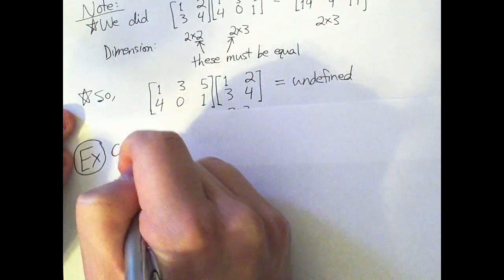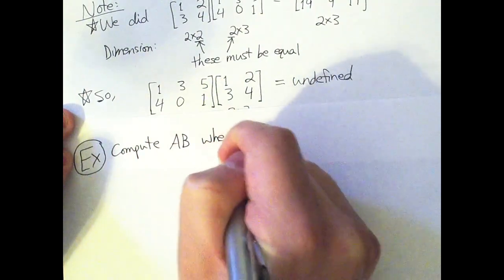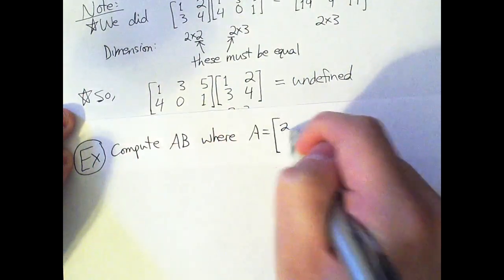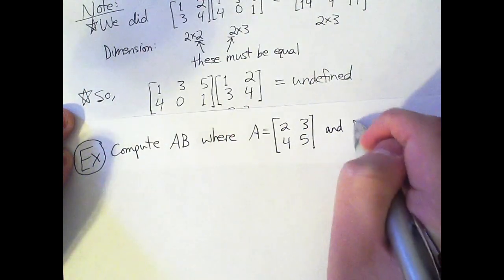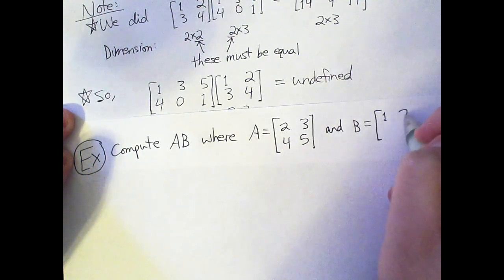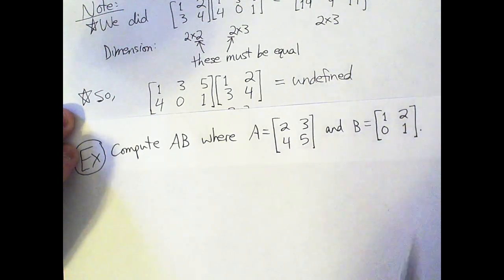Let's compute A times B, where we are going to be given A equals 2, 3, 4, 5, and B equals, I'll do this one for us, and then pretty soon I'll have some examples for you to try. All right, there it is.